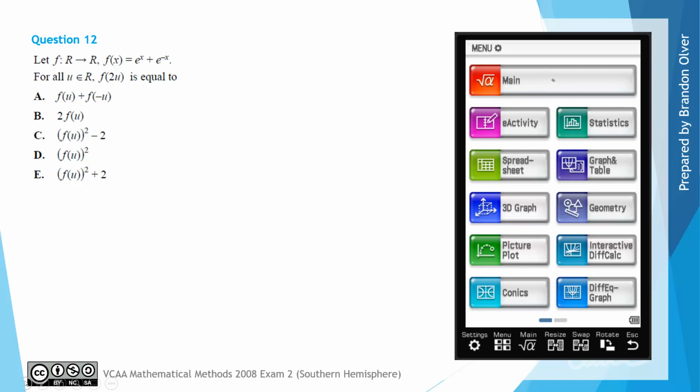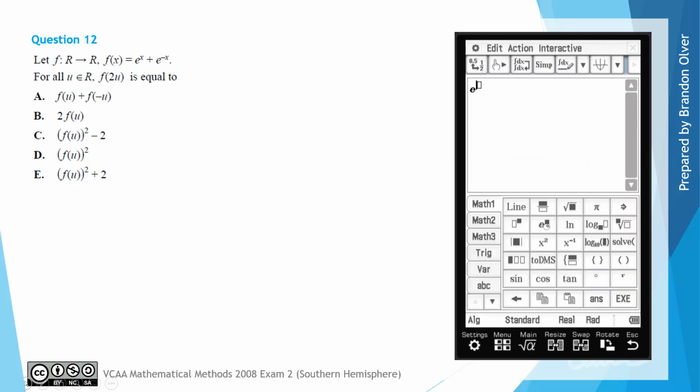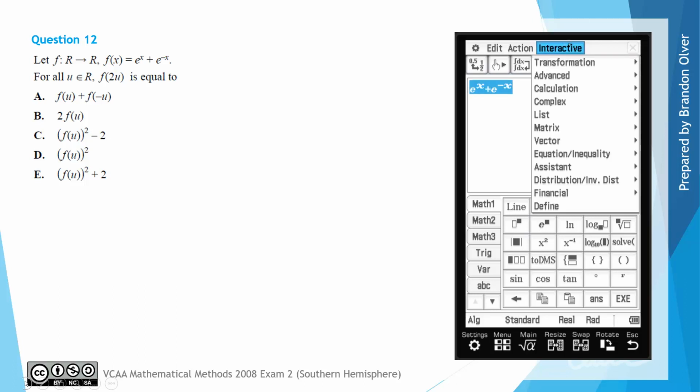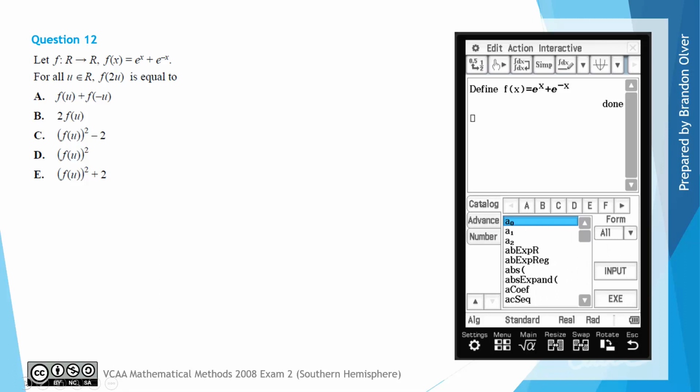On the CAS calculator, go into the main menu. Next we want to type in the function f because it applies for the rest of this question. So I go keyboard, e to the power of x, plus e to the power of negative x. And then to define that, I'm going to go interactive, define as f of x and hit OK. And now we want to use the judge command on the calculator. So clicking the down arrow and going into catalog and then across to J, we can find the judge command and we can press input.